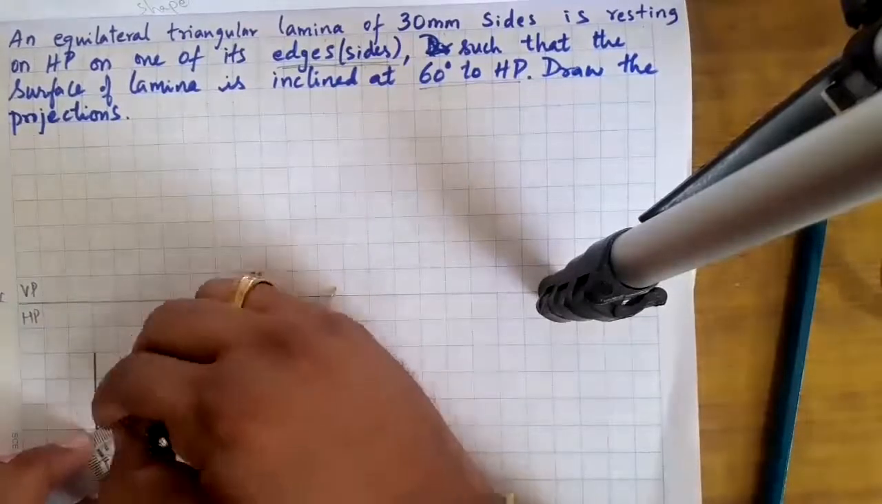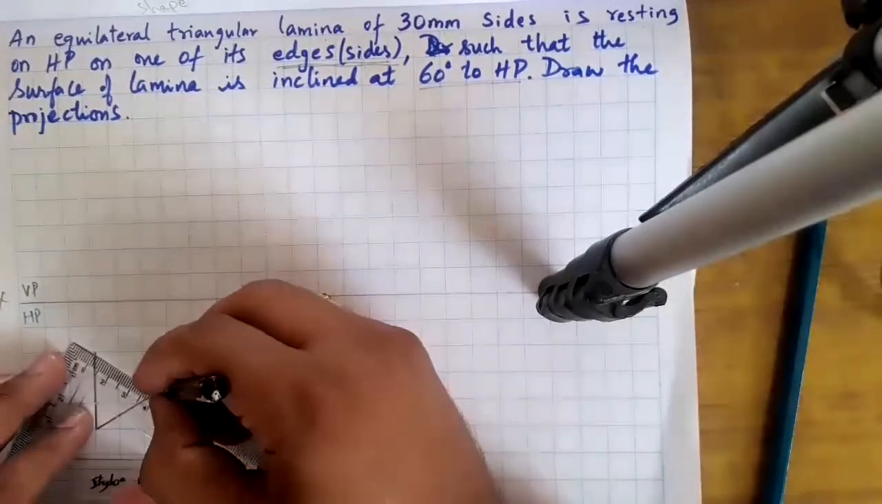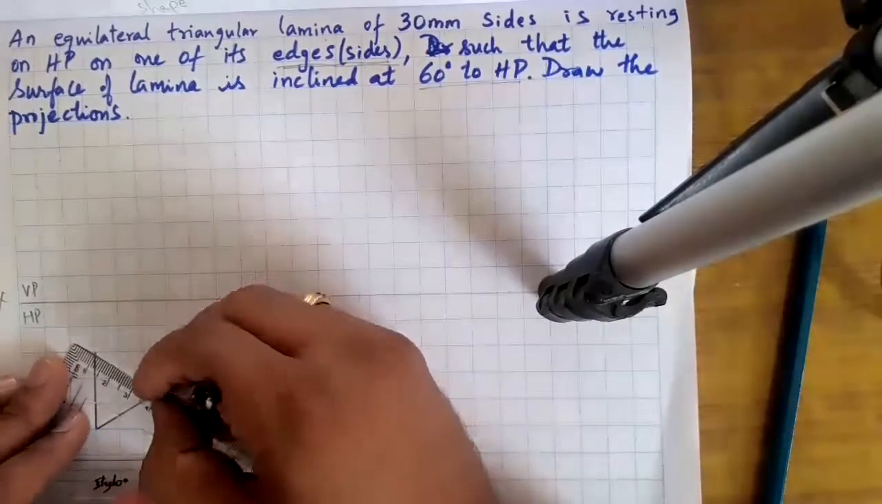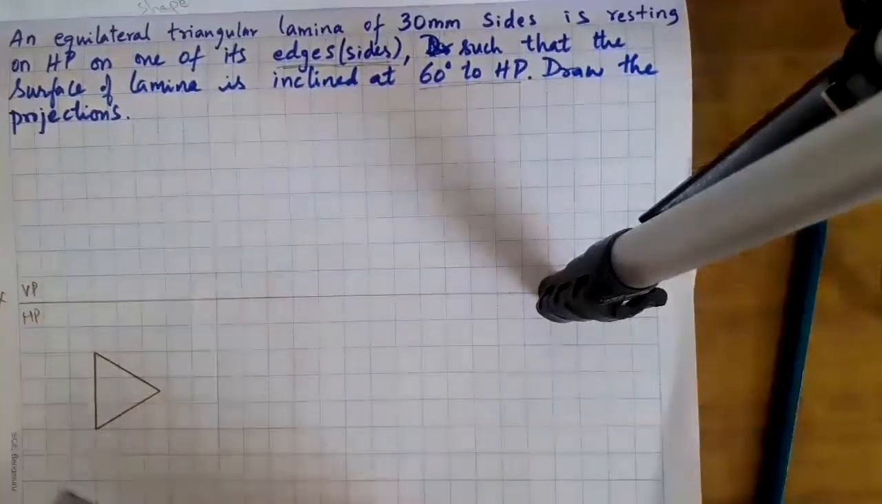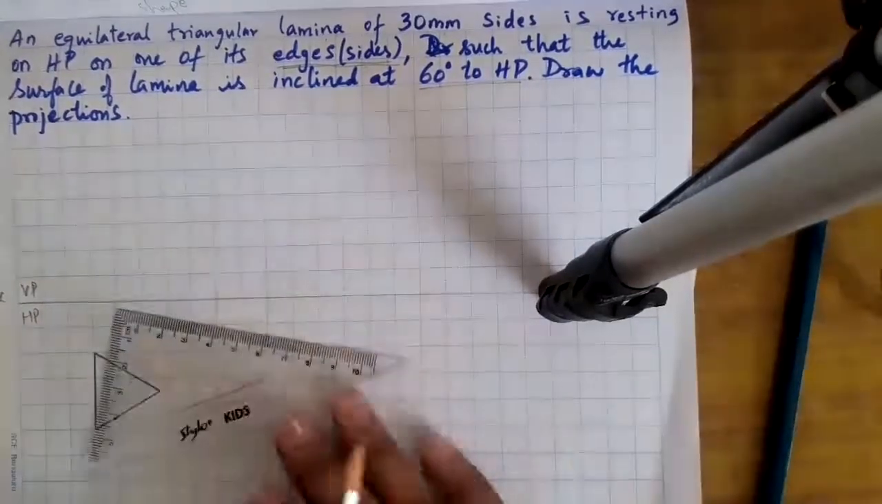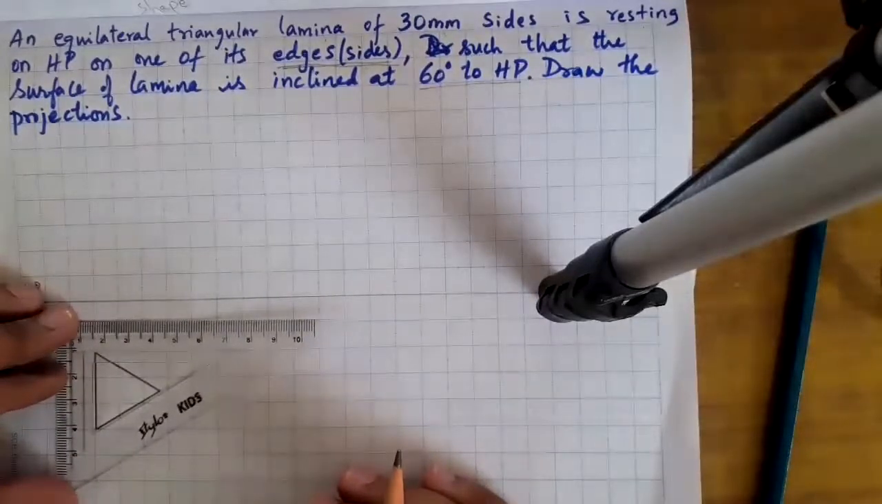This also is the right method. Directly here you can join for 30 mm. This will automatically be 60 degree. Without compass, you can construct it using the set square as such. Is it clear?